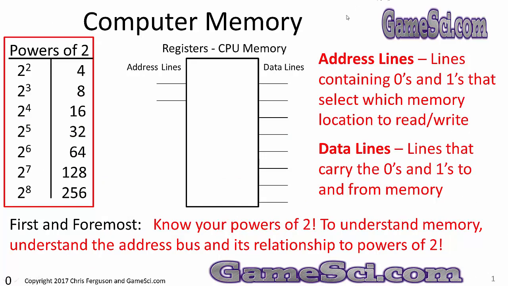Computer memory. Address lines: lines that contain zeros and ones that select which memory location to read or write. Data lines: lines that carry zeros and ones to and from memory. First and foremost, know your powers of 2. To understand memory, understand the address bus and its relationship to powers of 2.